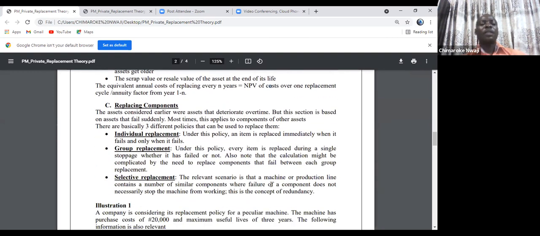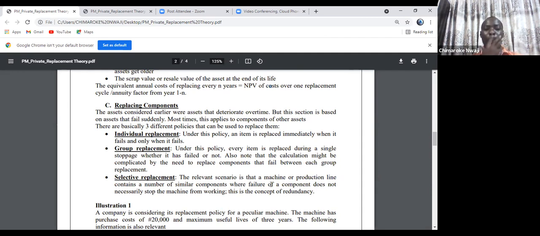Then we have replacement of components. Now, the assets considered earlier, we said these ones are deteriorating over time. But now this particular section is based on assets that fail suddenly. Most times, this applies to components of other assets. So it's not basically an asset, it's components of an asset. Basically, there are 3 different policies that can be used to replace them.